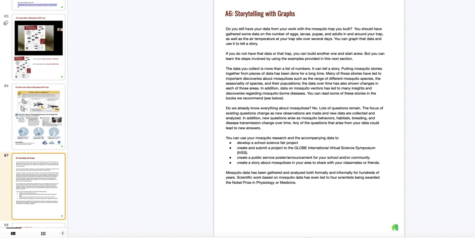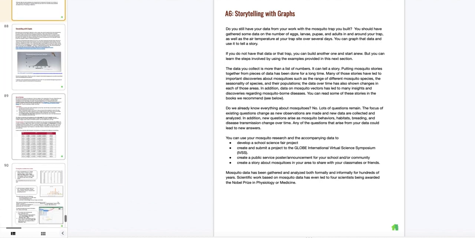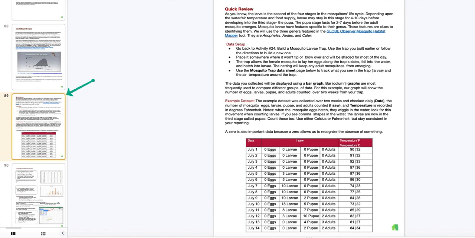Because you did gather some data on the number of eggs, larvae, pupa, and adults in and around your trap, as well as the air temperature of your trap set over several days. Now, if you don't have your own data, that's not a problem, because we'll take a look at some data that I collected in my trap during July. It's on page 89 in the Larva Hunters Guide.